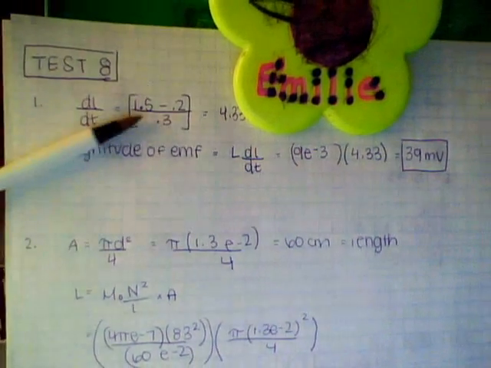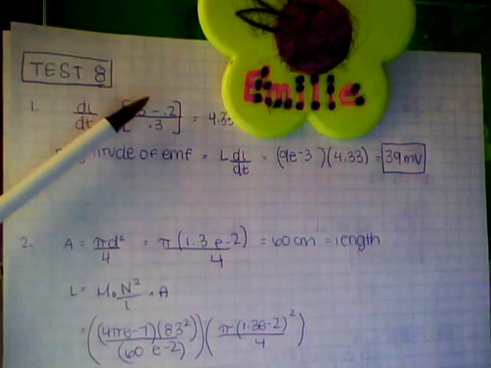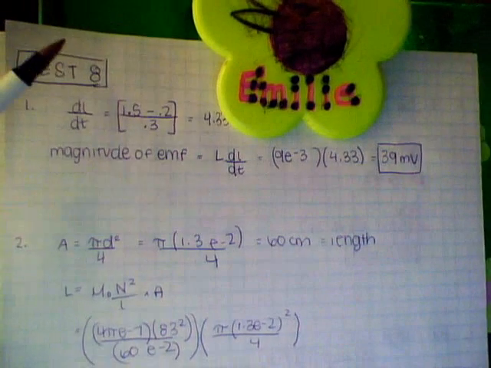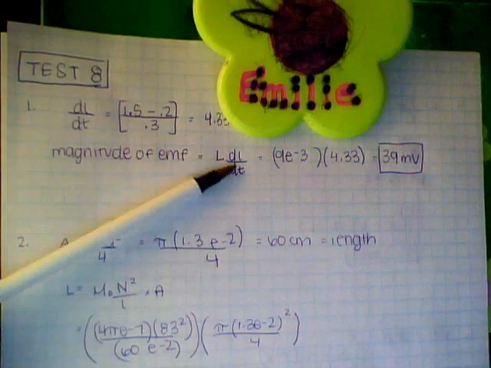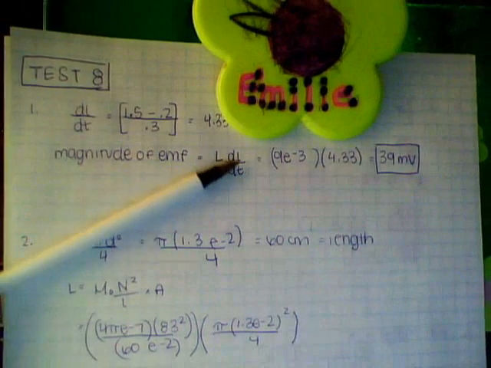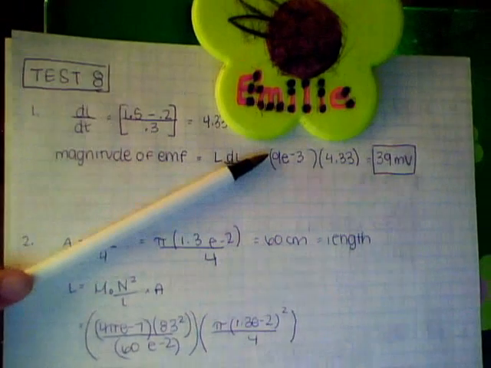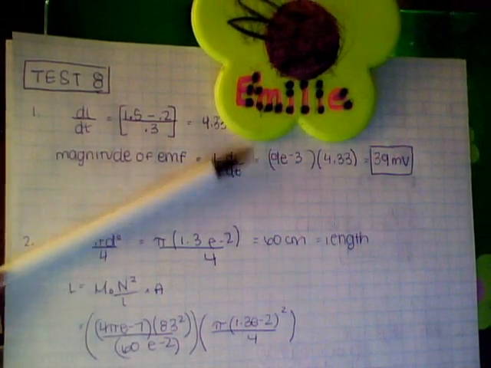Alright, so for number 1, the rate of change of current is 1.5 minus 0.2 over 3. So that becomes 4.33, and then when you plug that back in to the magnitude of EMF, which is the derivative of di with respect to dt, it's 9e negative 3 times 4.33, which is 39.